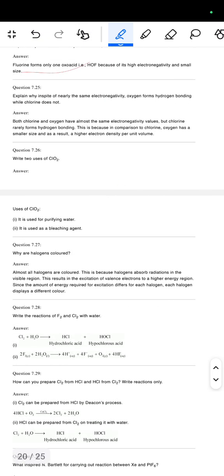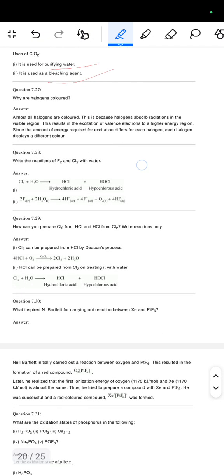Next, I explain why, in spite of nearly the same electronegativity, oxygen forms hydrogen bonding while chlorine does not. Both chlorine and oxygen have almost the same electronegativity values, but chlorine rarely forms hydrogen bonding. This is because, in comparison to chlorine, oxygen has a smaller size and a higher electron density per unit volume. But the use of ClO2 is for purifying water, or it is used as a bleaching agent.